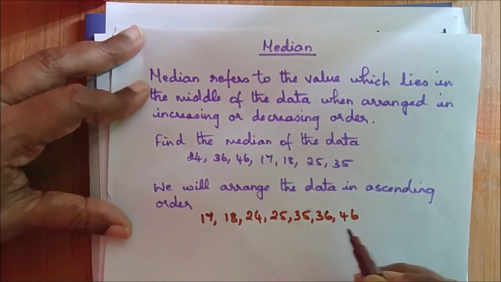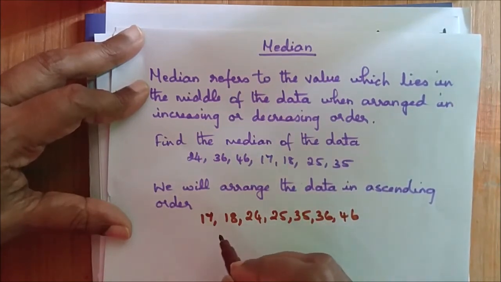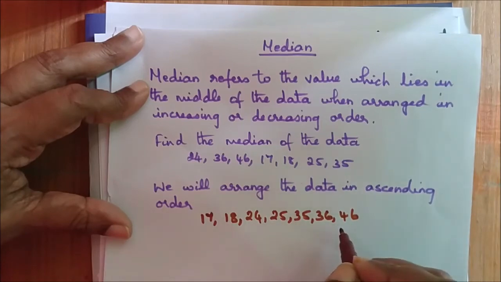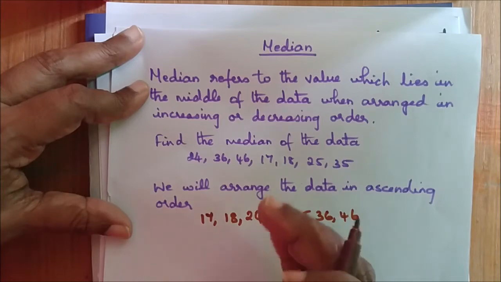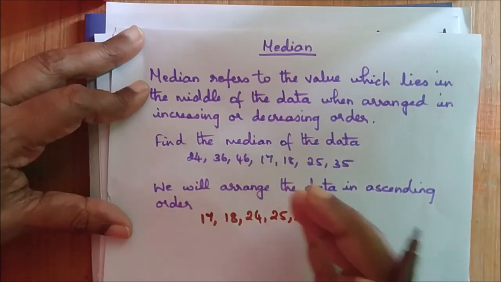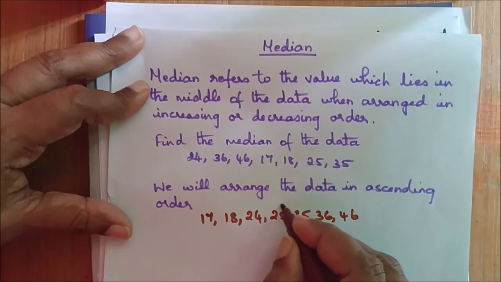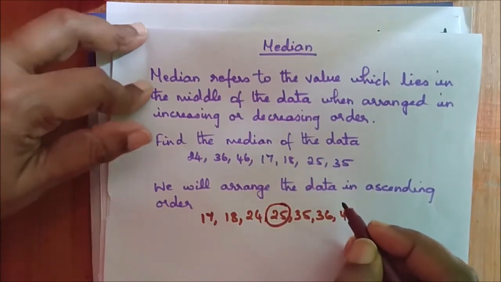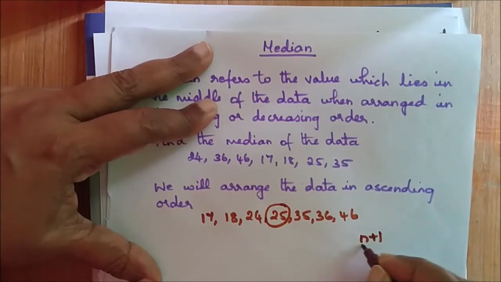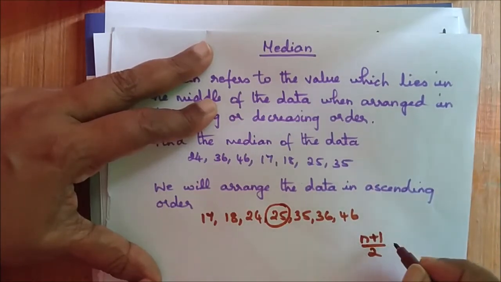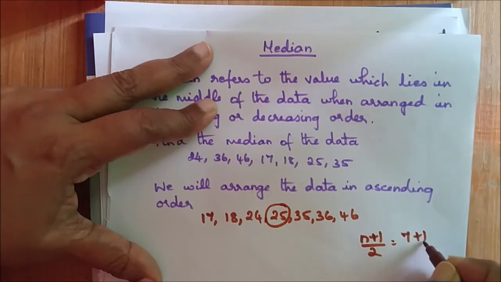There are 7 values. Median is always easy to calculate when the number of values is odd, because the first 3, since there are 7 numbers, the middlemost will be the fourth one, so that you have 3 on this side and 3 on the other side. So the middle one is 25. Another formula to find the middlemost value is (n plus 1) by 2. Here n is equal to 7, so (7 plus 1) by 2 is equal to 4.